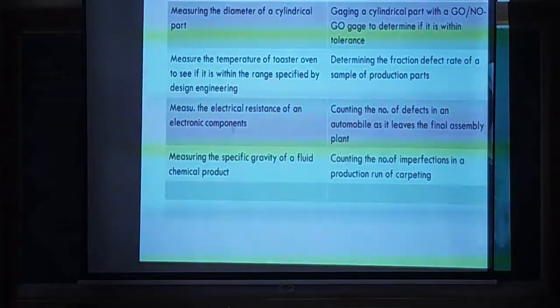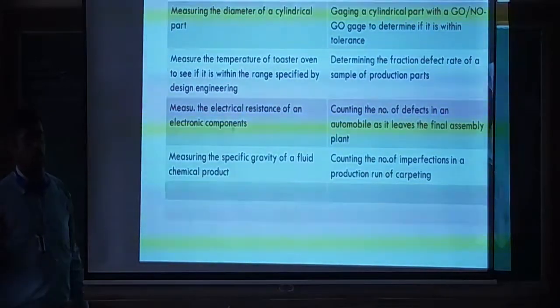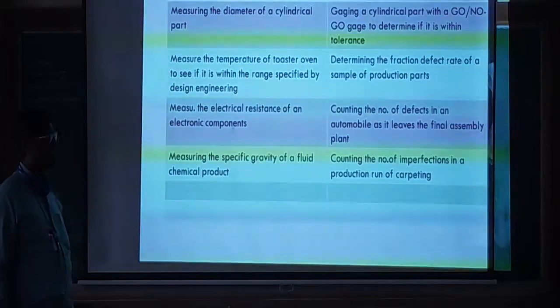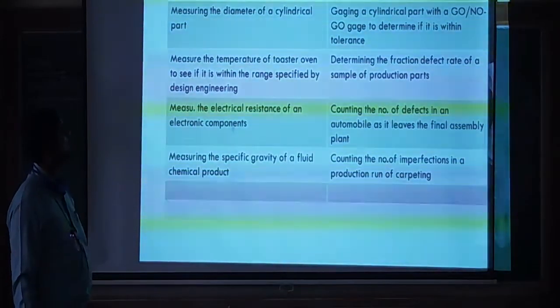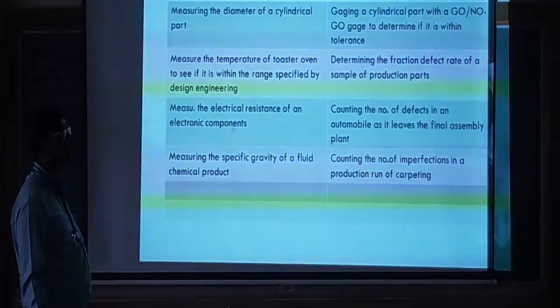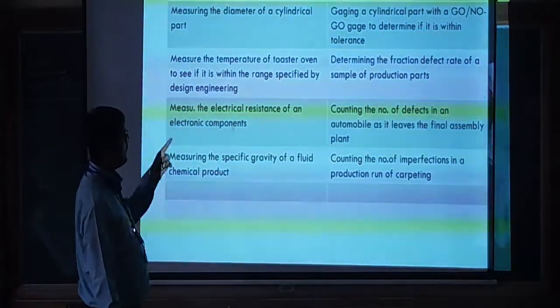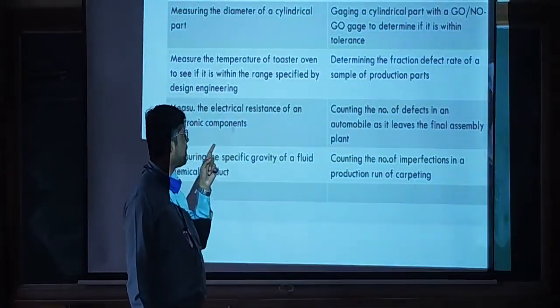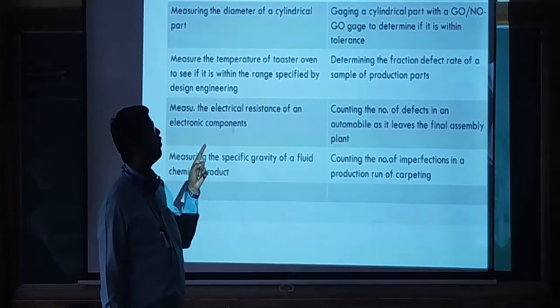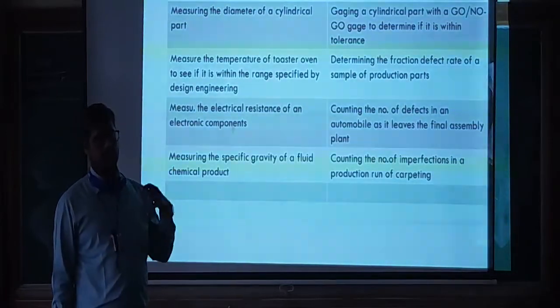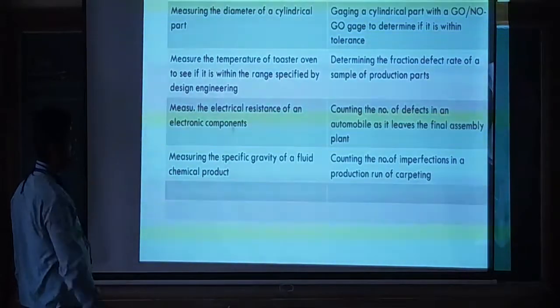So these are the inspection of variables and the inspection of attributes, with examples of each. The first example of inspection of variables is measuring the diameter of a cylindrical part, as I have explained just now. The example of inspection of attributes is gauging a cylindrical part with a go or no go gauge to determine if it is within the tolerance limit or not. Same thing I have explained just now.